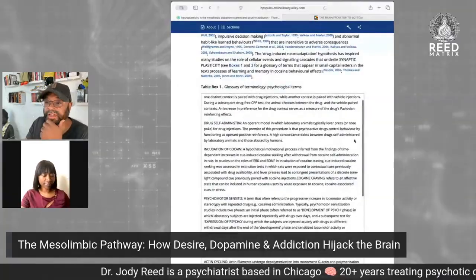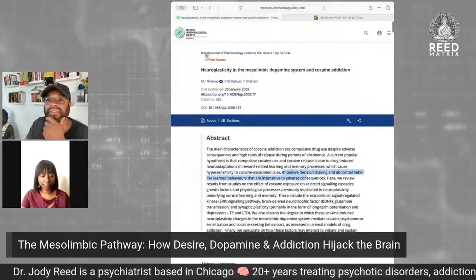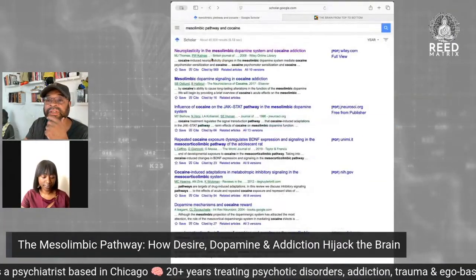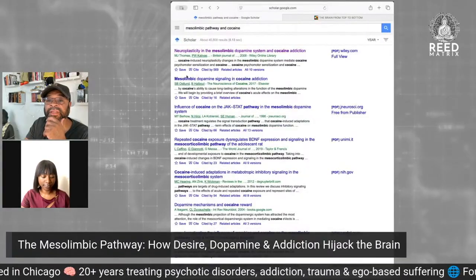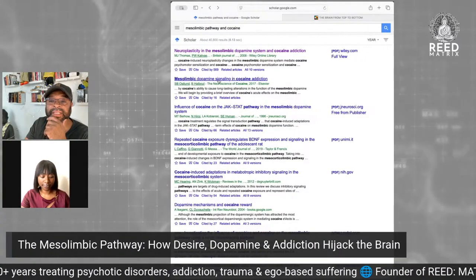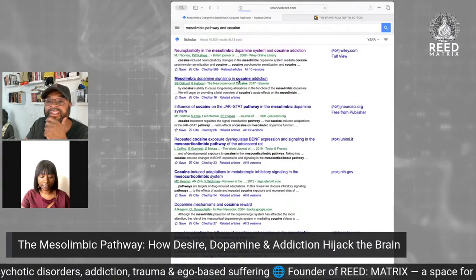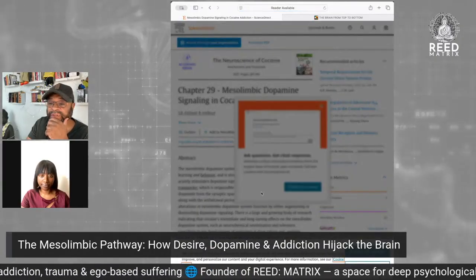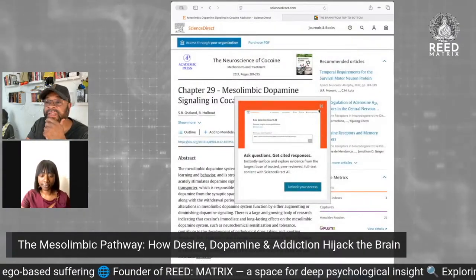I read a different study that explained this. This is very complicated. The language is very complicated. Let me see if I can find something. Mesolimbic dopamine signaling and cocaine addiction. So this signaling, we want to see about the signaling. Let's see here.